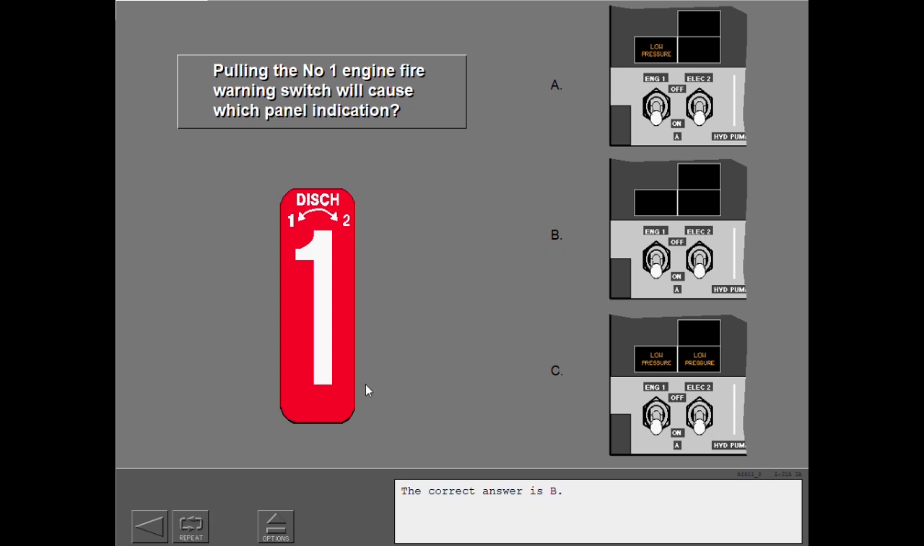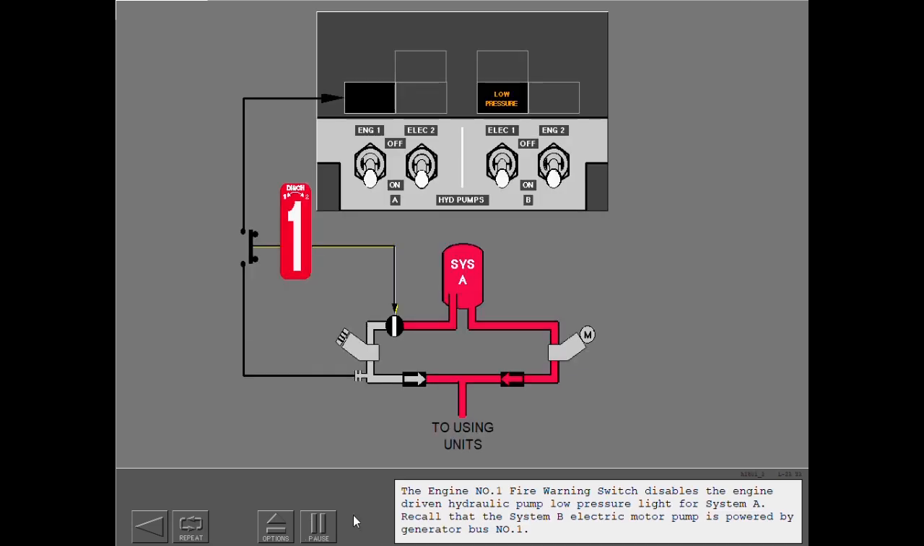The correct answer is B. The engine number 1 fire warning switch disables the engine-driven hydraulic pump low pressure light for System A. Recall that the System B electric motor pump is powered by generator bus number 1.